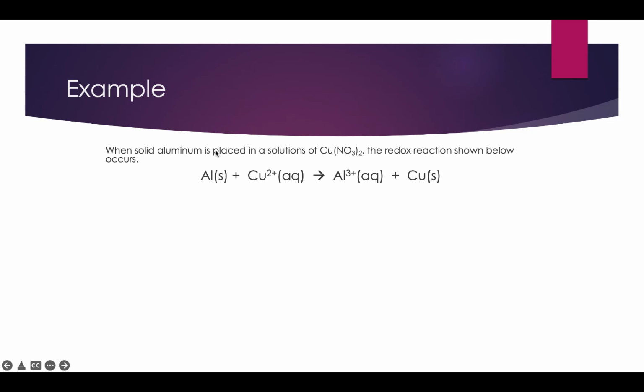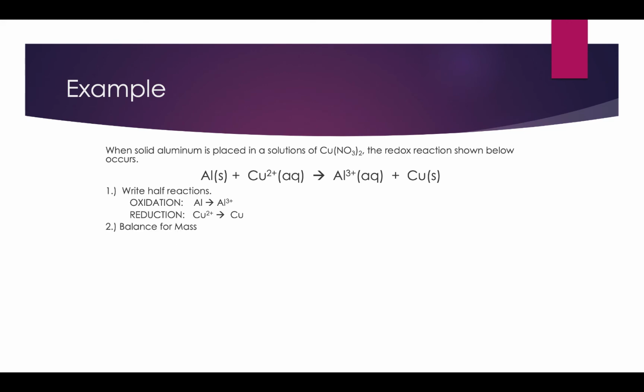Aluminum is going from an oxidation state of 0 to an oxidation state of +3, so it must be losing electrons. So that's our oxidation half reaction. Copper is going from a 2+ charge or oxidation state to a 0 oxidation state, so it's gaining electrons. That's our reduction half reaction.